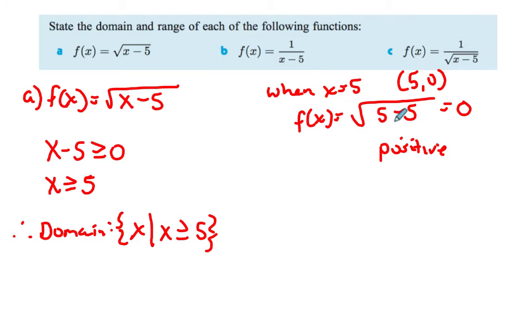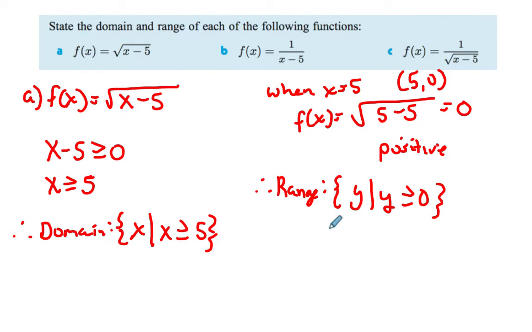Now I know that if I keep increasing these x values, when I take the square root of a positive number, I'm going to get a positive answer. So I know my range is always going to be greater than that 0. So I'm going to say y such that y is greater than or equal to 0.